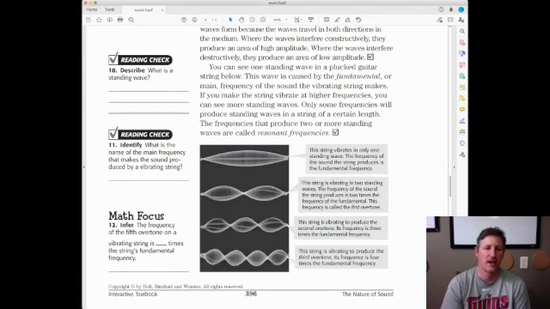This string is vibrating in 2 standing waves. The frequency of the sound the string produces is 2 times the frequency of the fundamental. This frequency is called the first overtone. So when you double the frequency, you get the first overtone. This string is vibrating to produce the second overtone. This frequency is 3 times the fundamental frequency.